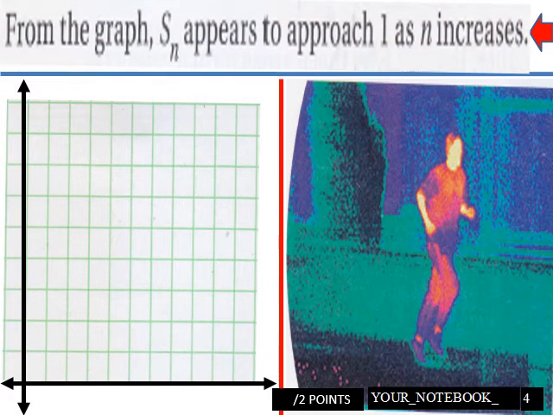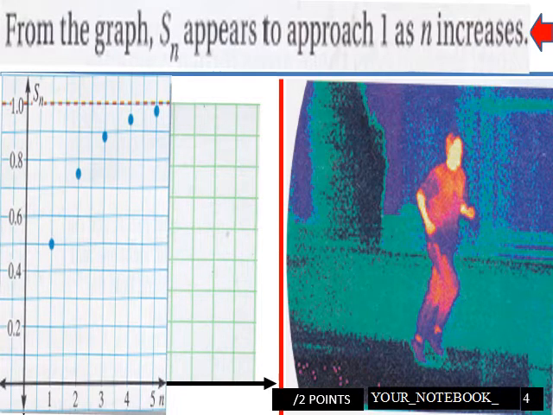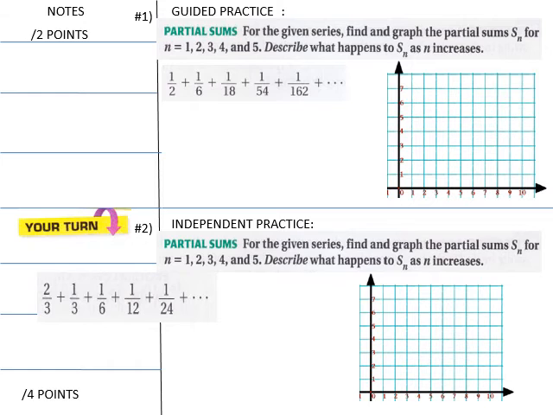So what does that graph look like? From the graph, Sn appears to approach 1 as n increases. So we start here, and it goes like this, and it starts to curve like this. So it's almost like 1 is an asymptote for this series.